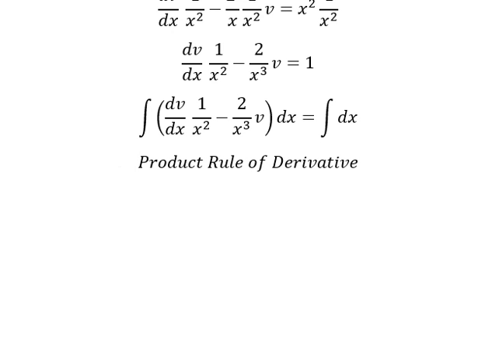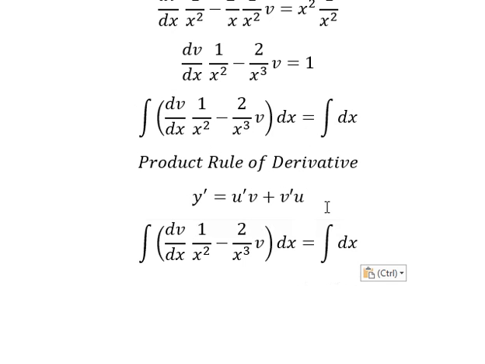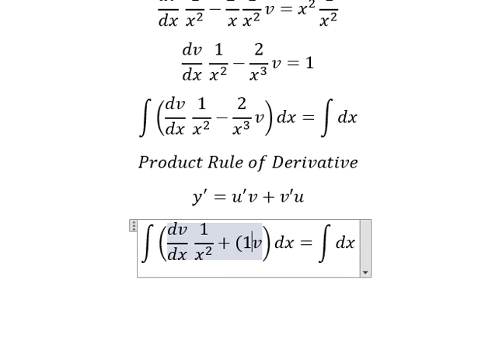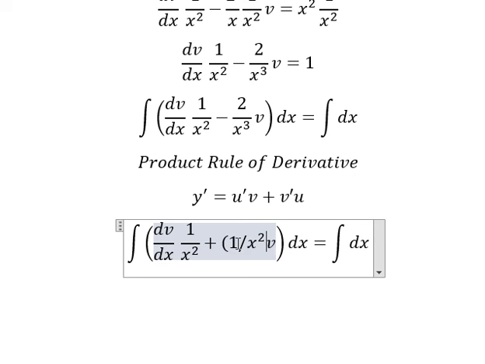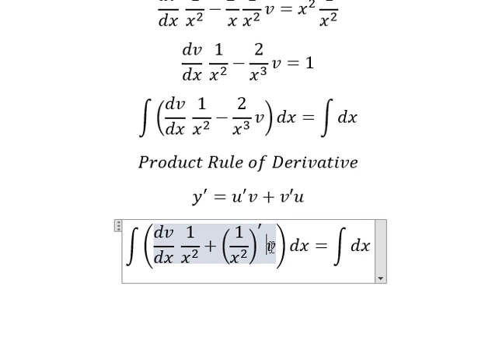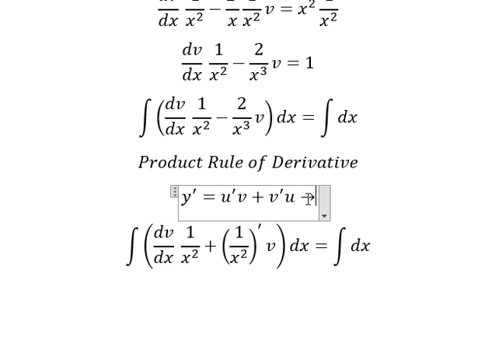So the first derivative of y is the first derivative of u multiplied by v plus the first derivative of v multiplied by u. So if we look carefully at this one, this is the first derivative of u multiplied by v. This one is the first derivative of 1 over s squared multiplied by u. So if we do this integration, you get y equals uv.